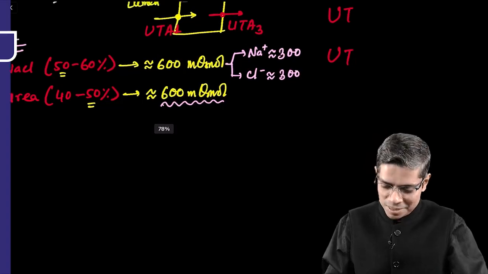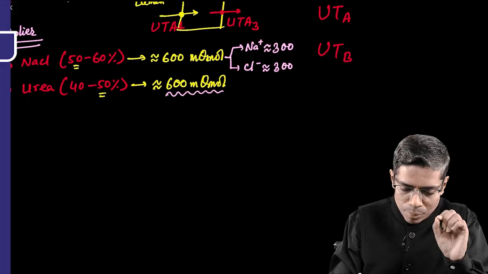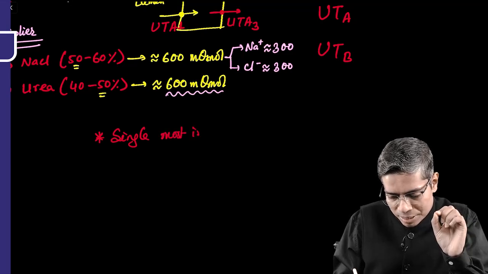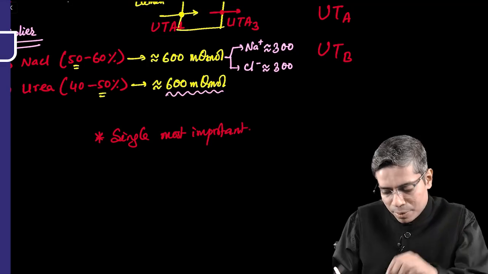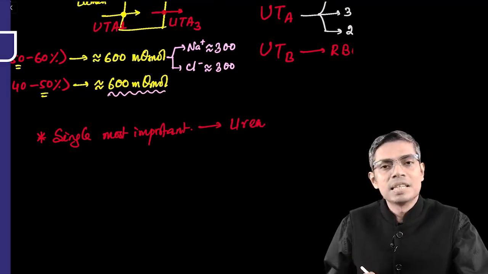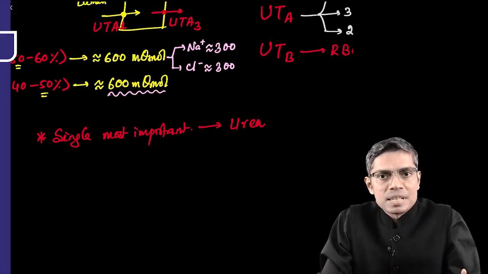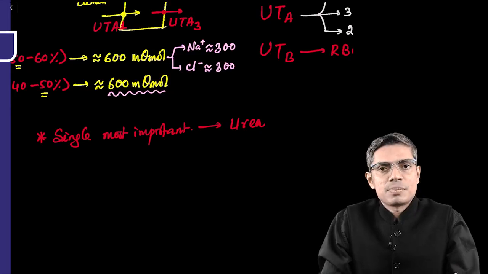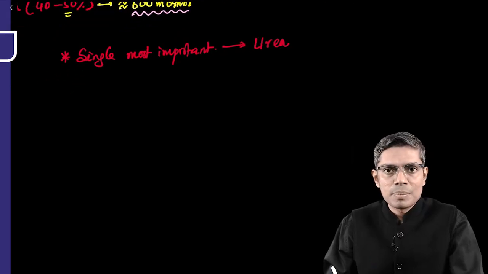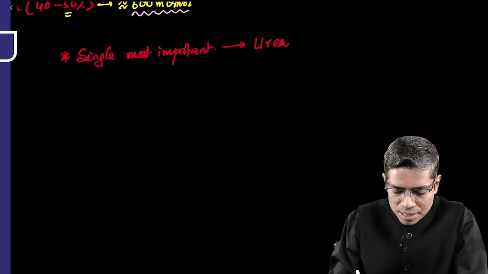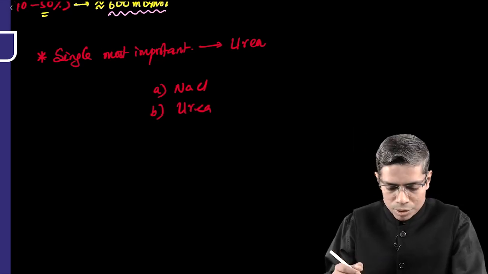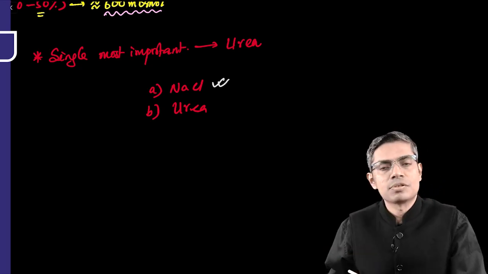So if I ask you the single most important substance for medullary hypertonicity, what will be your answer? Urea. Okay, urea. So please note down, if the question is like that, the single most important substance for medullary hypertonicity, your answer is urea. But suppose you are getting a question that which of the following is the most important for medullary hypertonicity, your options are like this: A, NaCl, and B, urea. Now which one is more important? I told you NaCl contributes 50 to 60%. So this is your answer.